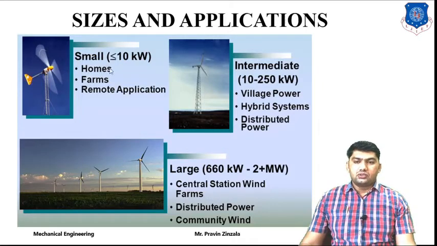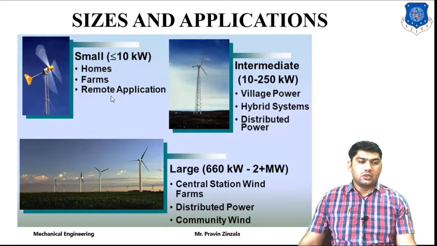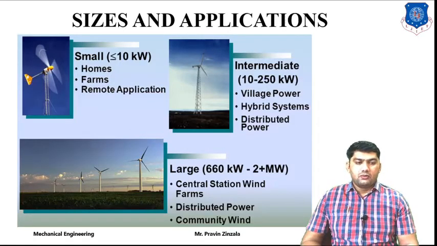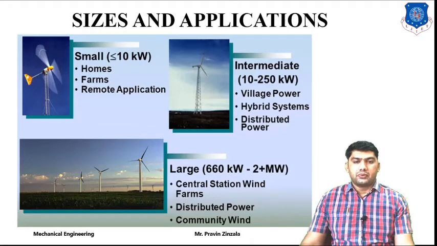Applications of small size wind turbines are in home applications, in farms, or remote applications. On a farm, it is also generally utilized for water pumping. In the past, many windmills were also utilized for water pumping from a well to the ground surface.